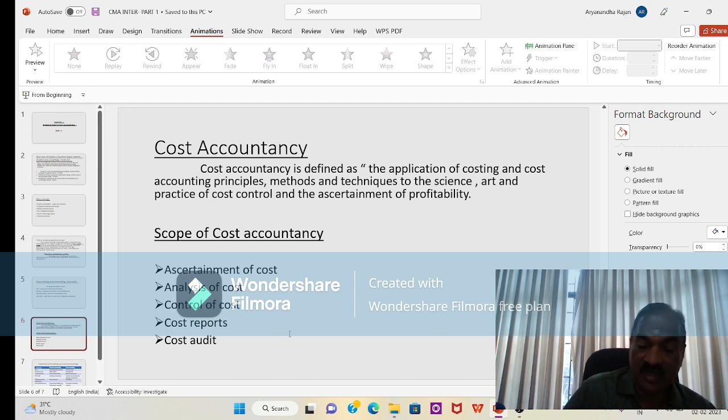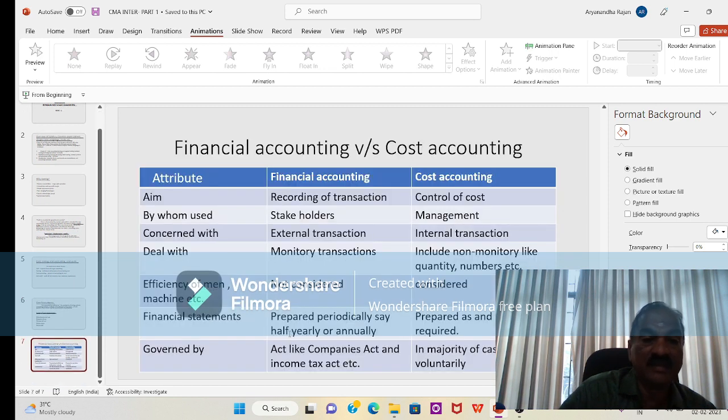The next small topic is financial accounting versus cost accounting. You might have studied financial accounting in your earlier classes, plus two as well as foundation. But costing you may be studying for the first time. Financial accounting is generic, and it is under the syllabus in plus two itself. But cost accounting will appear in BCom studies only. First you will be studying it for BCom.